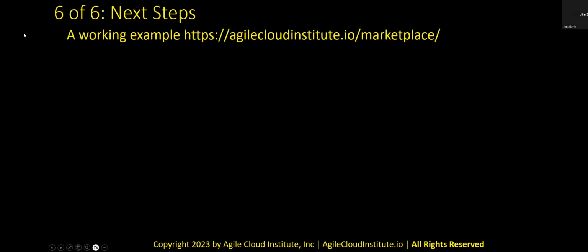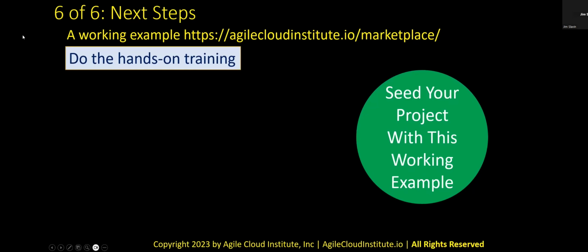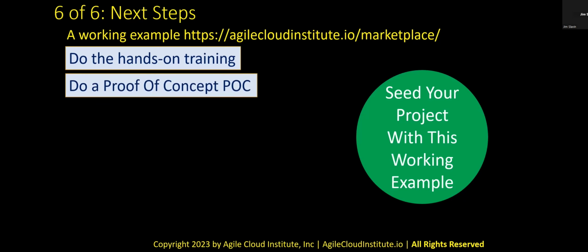The next steps after watching this video are to begin working right away on a project that begins with a free working example appliance in the Marketplace section of the agilecloudinstitute.io website. You can navigate to the Marketplace section from the Engineering section of agilecloudinstitute.io, or you can simply type in the URL we are showing on the screen here. You can seed your project with this working example. There is hands-on training for engineers and the appliance documentation in the Marketplace section of the agilecloudinstitute.io website.